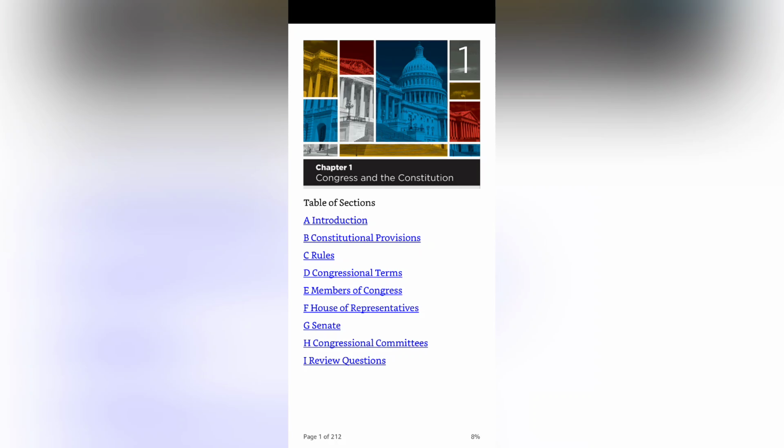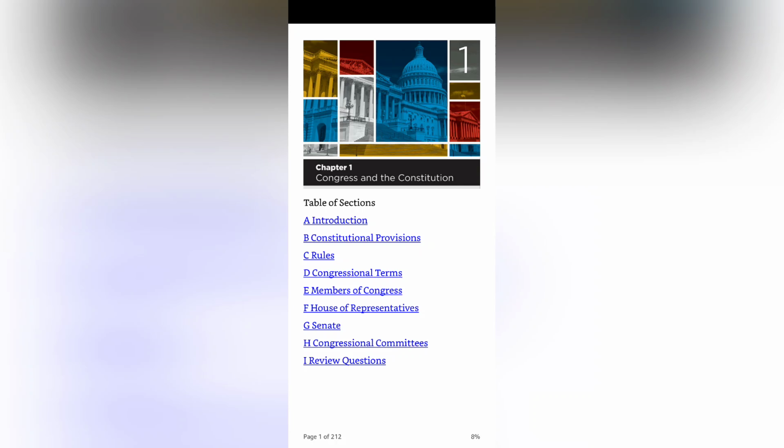Article 1 takes up more space in the Constitution than Articles 2 through 7 combined. By comparison, the descriptions of presidential power, Article 2, and those of the courts, Article 3, are less precisely stated.